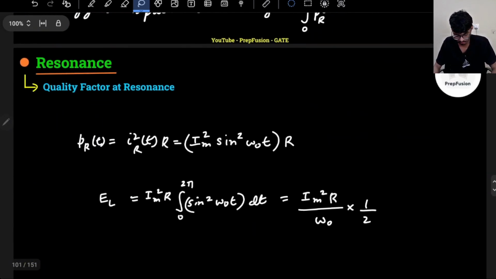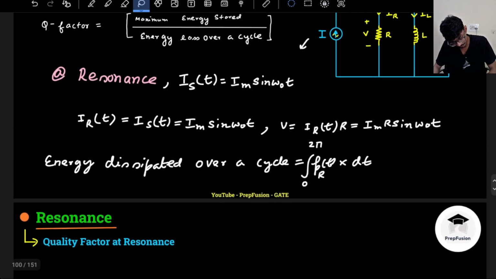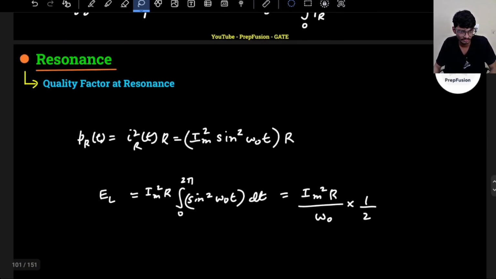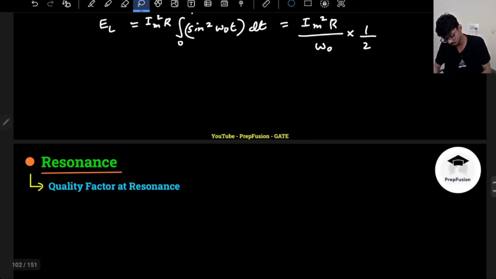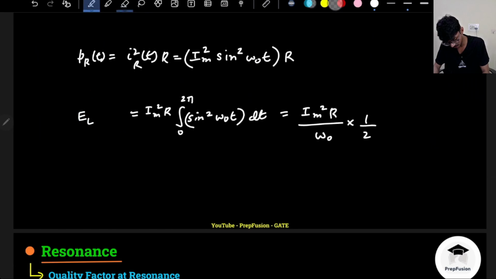Okay, so this is the value basically, Im square R divided by omega naught into half. Now what is the energy stored basically? This is the energy loss, which we have found out. What is the energy stored? For energy stored, I have to write down the expression. I will not write EL, I will write E loss, else you will get confused. This will be E loss.